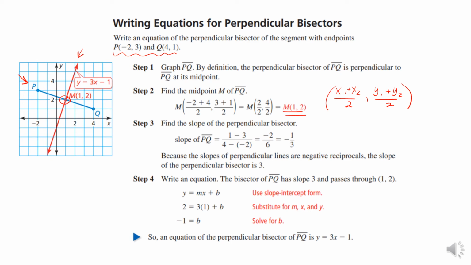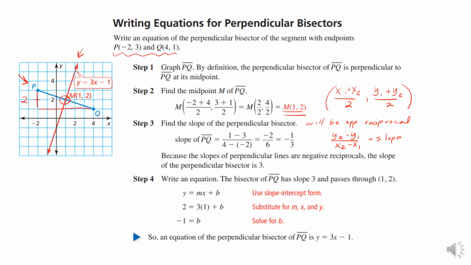The other thing we know is that the slope of a perpendicular bisector will be the opposite reciprocal of the slope of our original line, PQ. We could use the formula y2 minus y1 over x2 minus x1 to find the slope, which is negative 1/3, or since we've drawn the coordinate plane, we could draw a triangle.